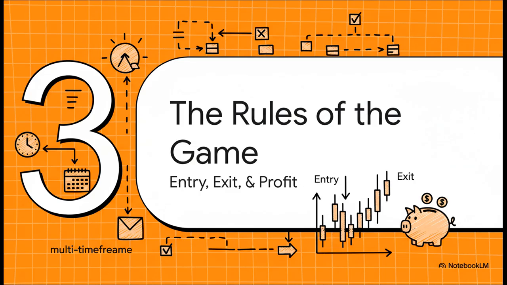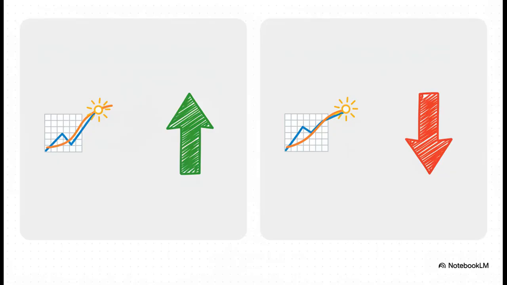Okay, the signal is there. The filters are all green. But a signal is just a blinking light. What do you actually do next? Let's get into the nitty-gritty, the exact rules for getting in, getting out, and managing the trade. The entry rule is designed to be almost robotic, which is a good thing.